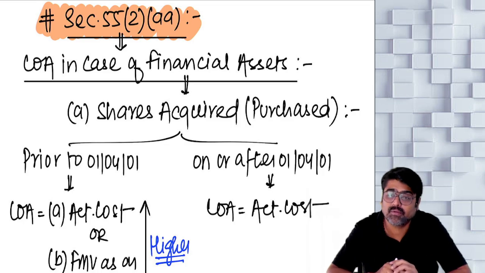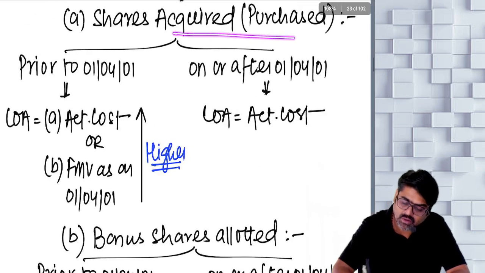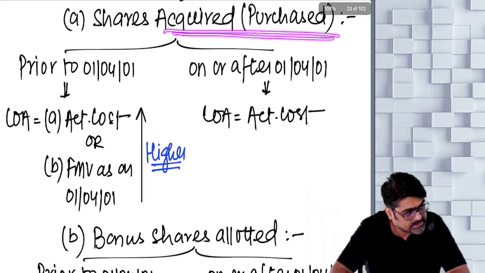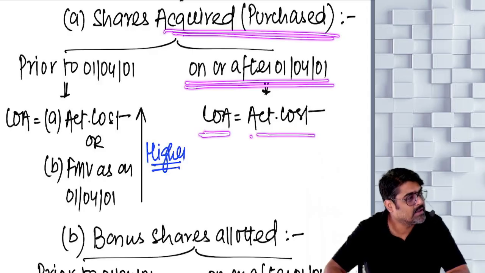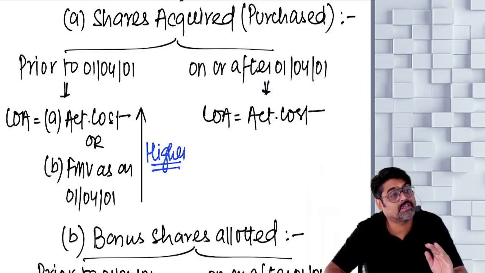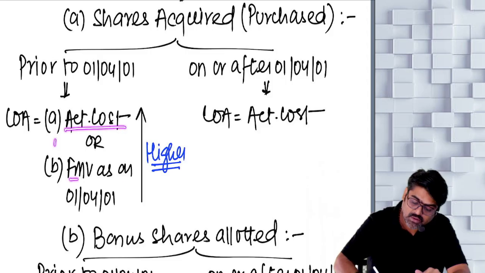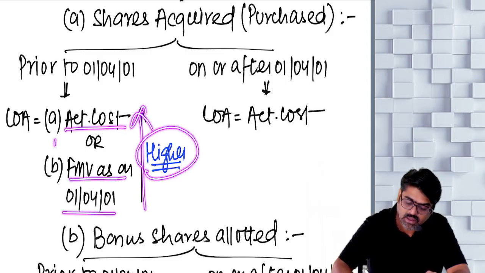So that option will be available for shares also. If the shares are acquired or purchased on or after 1st April 2001, what will be the cost of acquisition? Actual cost. And what will be the cost of acquisition if they are acquired or purchased prior to 1st April 2001? Actual cost or fair market value as on 1st April 2001, whichever is higher.